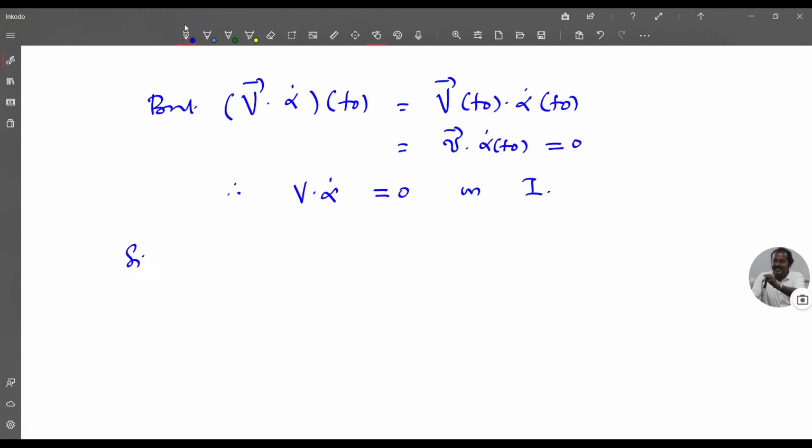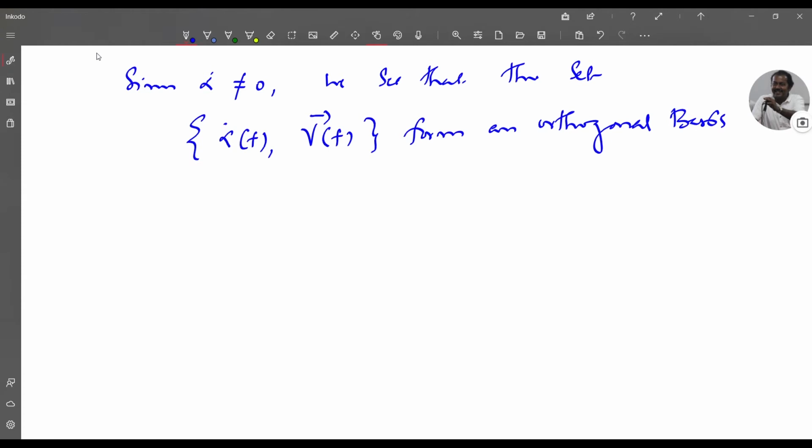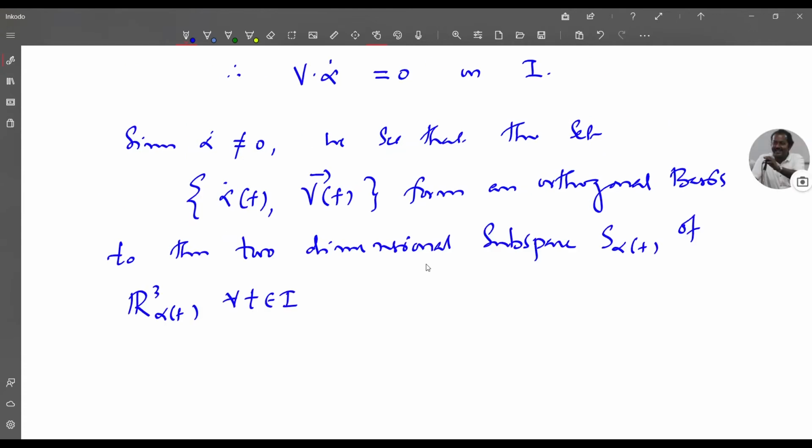Now since alpha dot is not equal to 0, we see that the set alpha dot of t, v of t forms an orthogonal basis to the two-dimensional subspace S alpha of t of R3, alpha of t for all t in I. Now since x is tangent to S, you know that x belongs to S alpha of t for all t in I.